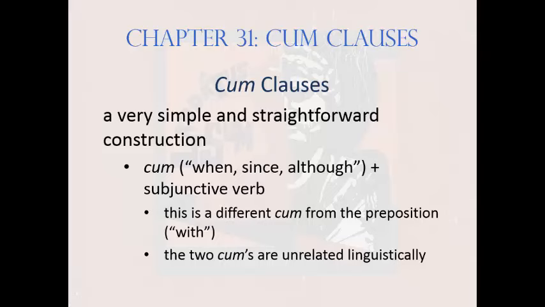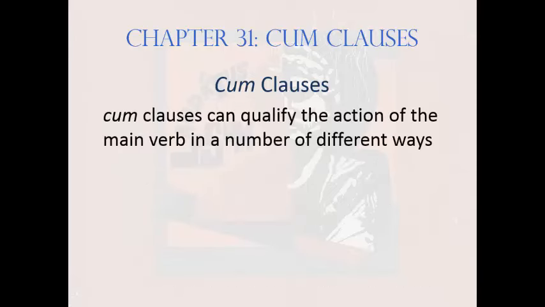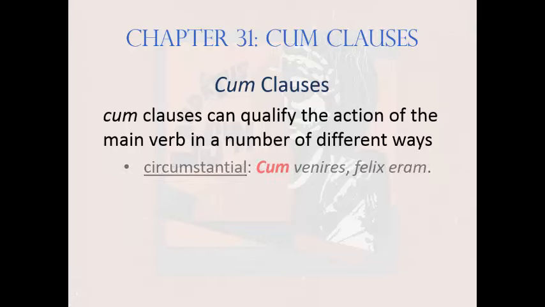Do it. He's hilarious. And one other piece of good news about cum clauses: they don't follow sequence of tenses. The Romans simply used whatever tense was appropriate for the meaning of the sentence. Cum can convey a number of sensibilities qualifying the main thought of a sentence. It can show circumstance, for instance, cum venires felix eram, meaning when you came, I was happy. You arrived, I was happy. Maybe it was because of you, maybe it was in spite of you. I'm not saying. It was just a matter of circumstance.